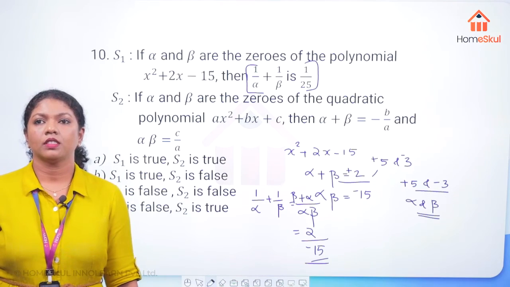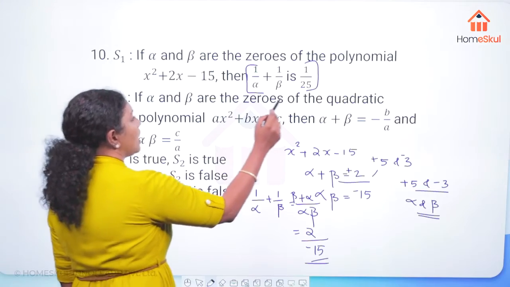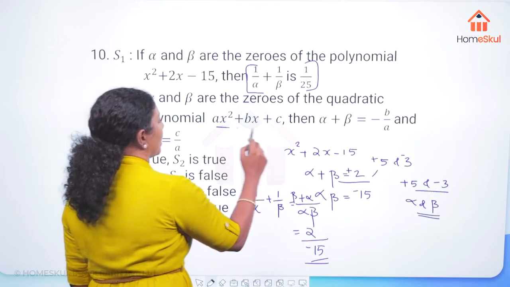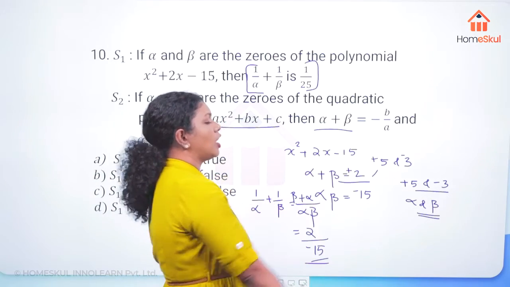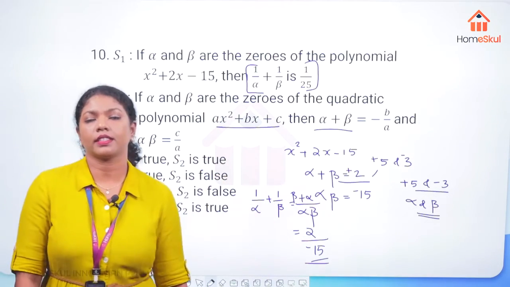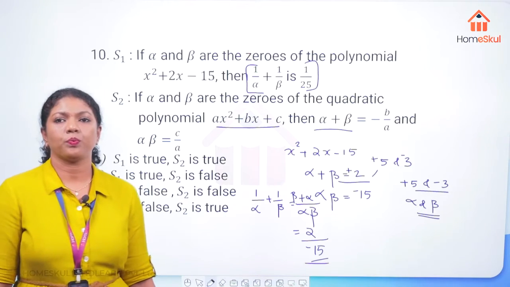Clear? Okay. Now what we have? If alpha and beta are the zeros of the quadratic polynomial ax square plus bx plus c, then alpha plus beta is equal to minus b by a. Yes, they are correct. They have given just a statement which is true. Next.